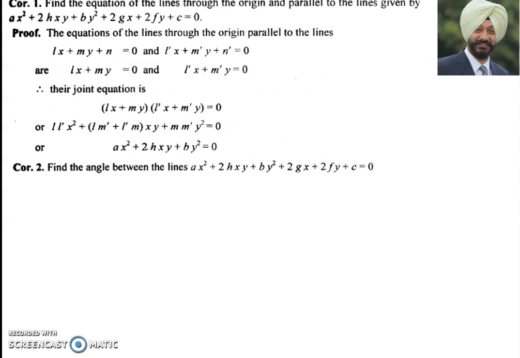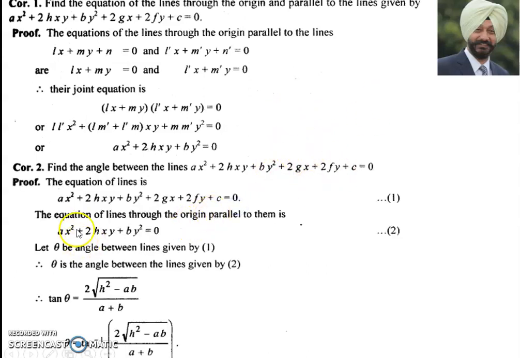Now find the angle between the lines. This article we already did in the previous lecture, where we found the angle between the lines of a homogeneous second degree equation. Here we find the angle between the pair of lines of a general second degree equation, and this is a very important article.